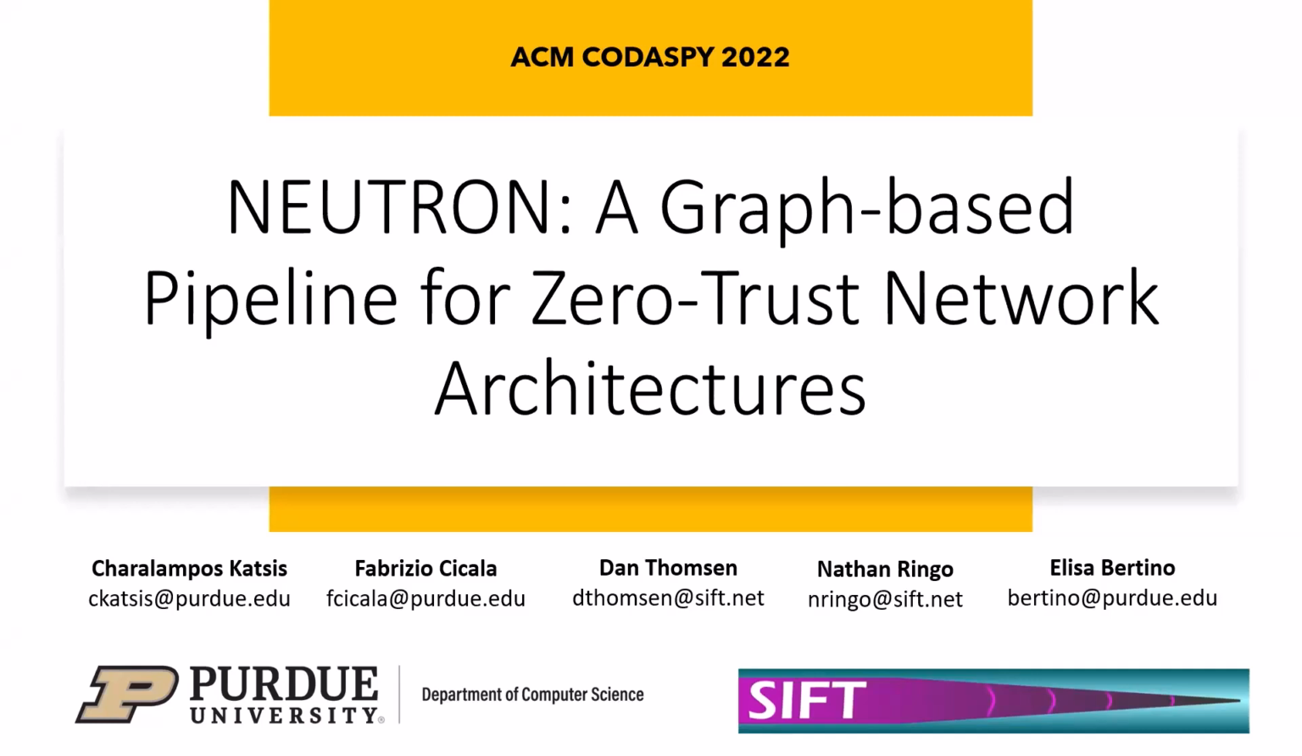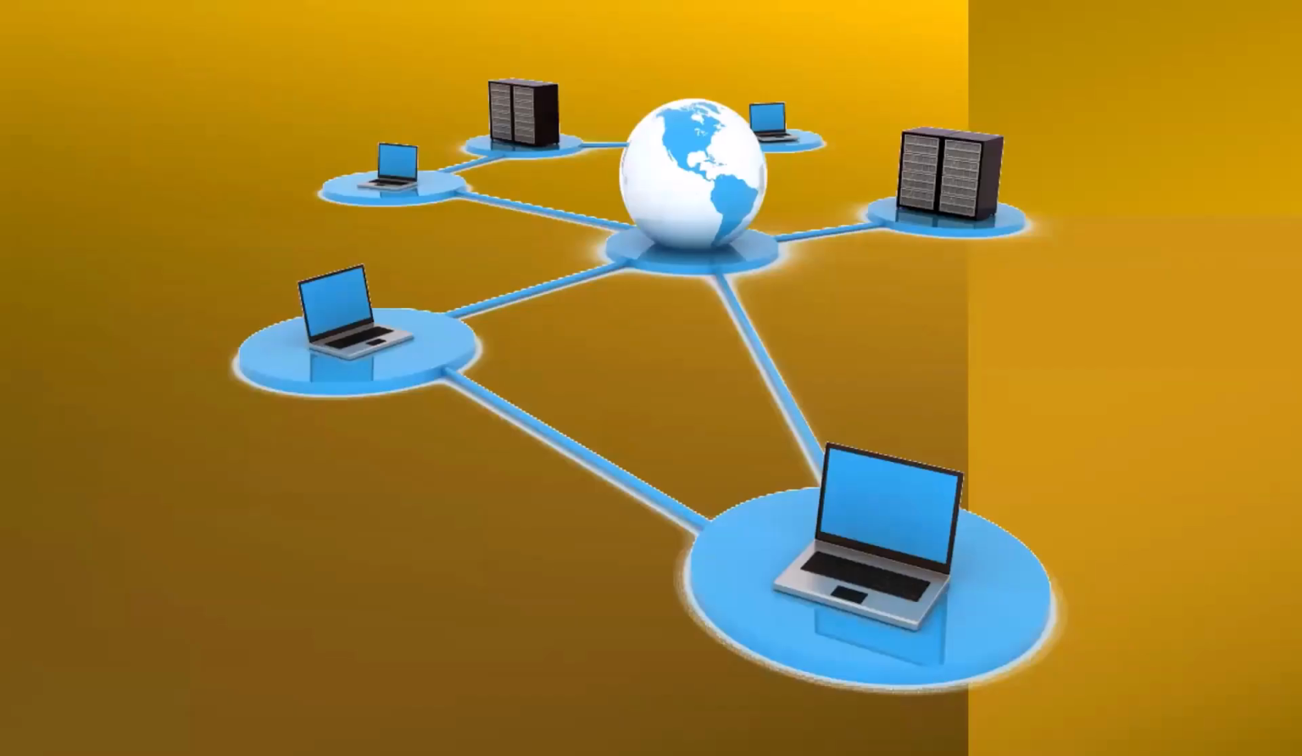So good morning, everyone. My name is Charalampos Katsis from Purdue University. Today, I'm excited to talk to you about our work, NEUTRON, a graph-based pipeline for zero trust network architectures. This is joint work with Smart Information Flow Technologies in Minneapolis. So what is the motivation here?